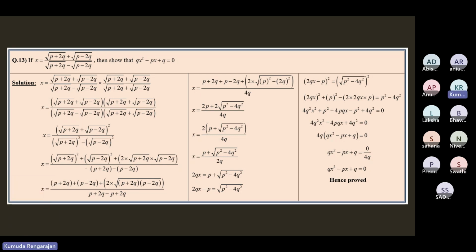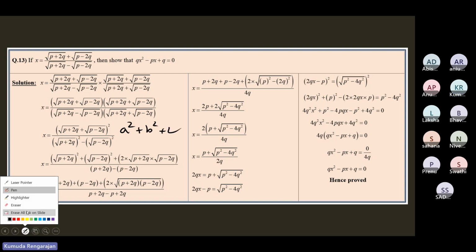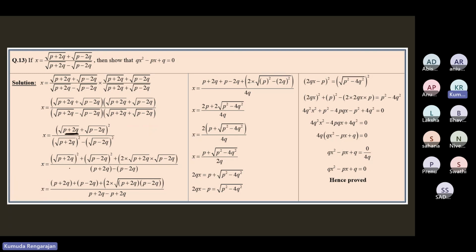Now, in the next step, since the numerator is like a plus b the whole square, we'll have to expand it using the identity a square plus b square plus 2ab. All right. So see here, this is a. You can see a here, square. This is b, square. And 2 into a into b. A square, this is a, this is b. So you can see a square here. You can see b square here, and you can see 2ab here.